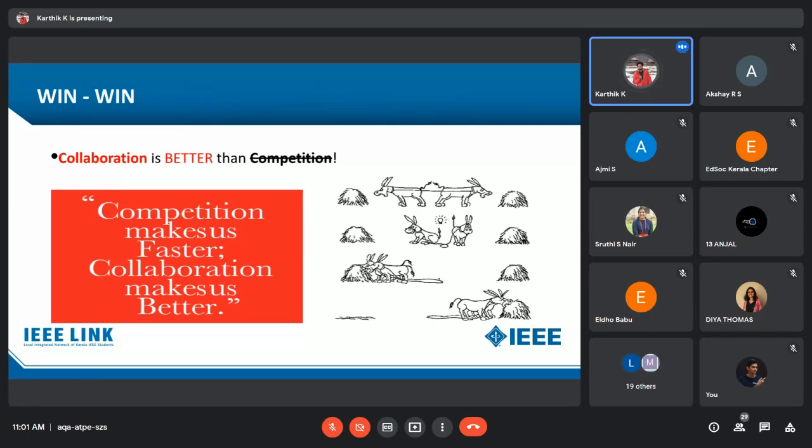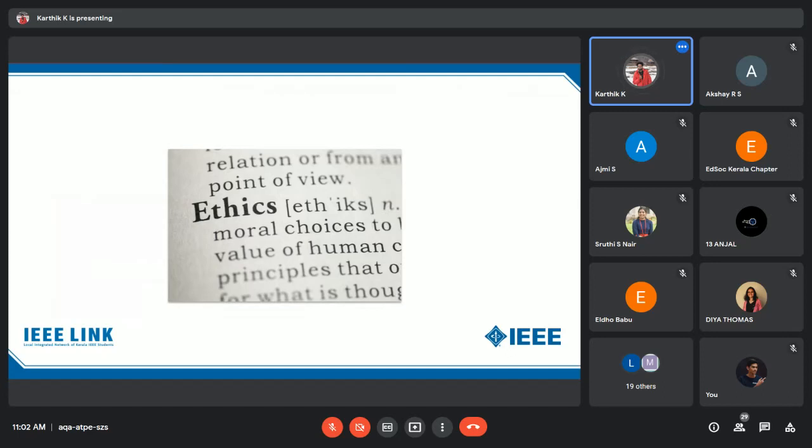That means if I know something, transfer that knowledge to the people around you, and you can also receive knowledge from them if they are good at something. So do like that. Ethics, that's the most important thing.